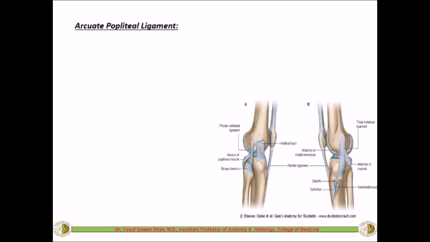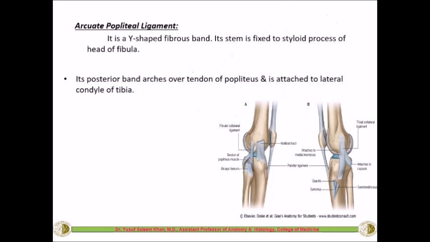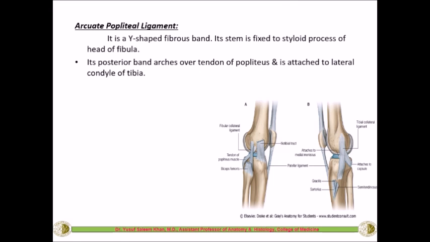Now coming to one more ligament of the knee joint, that is called the arcuate popliteal ligament. This ligament is not shown here in this picture, but you can imagine it looks similar to this ligament here. It is a Y-shaped fibrous band which extends from the styloid process of the fibula. So the fibula is on the other side, on the lateral side. This view is from the medial side. Okay, so here is the fibula. So from this styloid process of the fibula, there is a ligament which extends above.